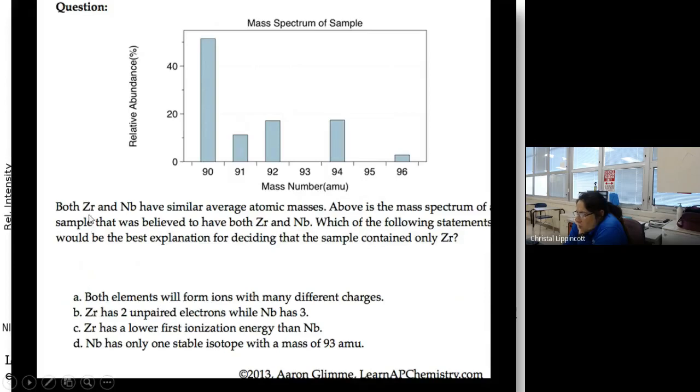So both zirconium and niobium have similar average atomic masses. Above is the mass spectrum of a sample that was believed to have been both. Which of the following statements would be the best explanation for deciding that the sample contained only zirconium?